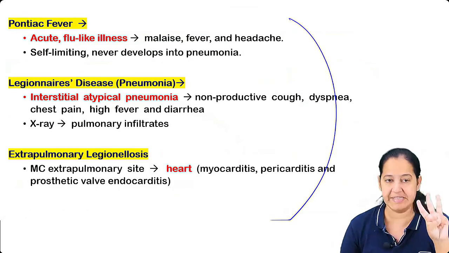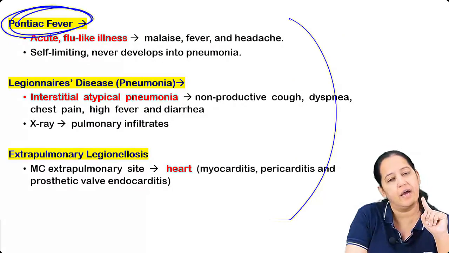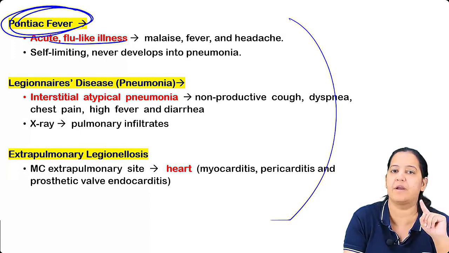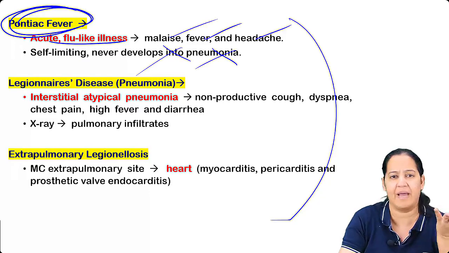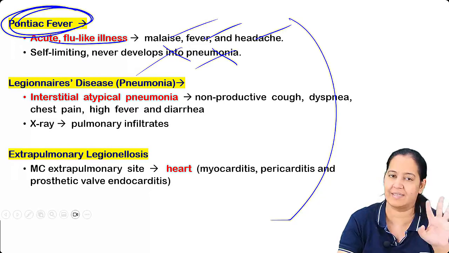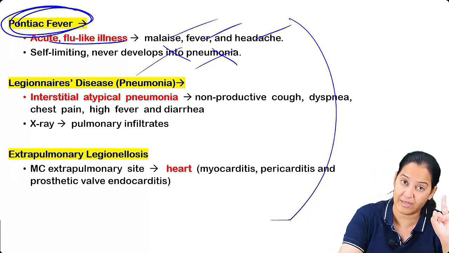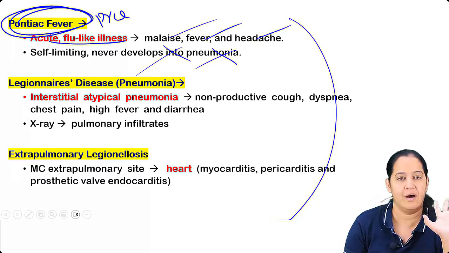It causes 3 diseases. Learn all 3 diseases. Number 1, it causes Pontiac fever. Pontiac fever is a mild flu, like cold, cough and runny nose. No treatment required. No pneumonia, no treatment required. Little bit of fever, headache and malaise. That's it. It is treated automatically. But you get a PYQ: Pontiac fever is caused by. So the answer is Legionella.